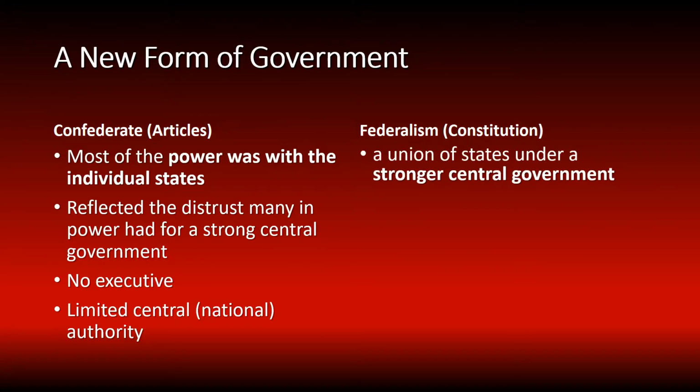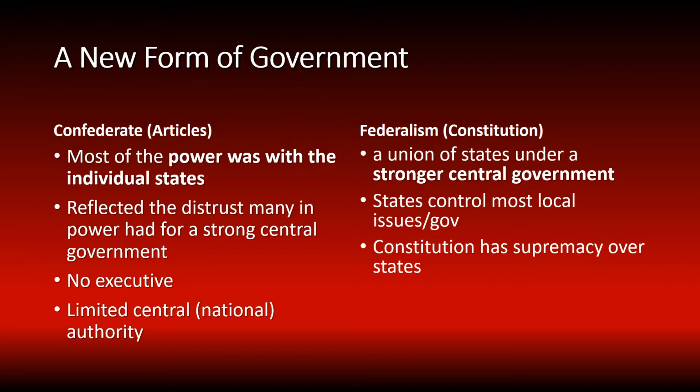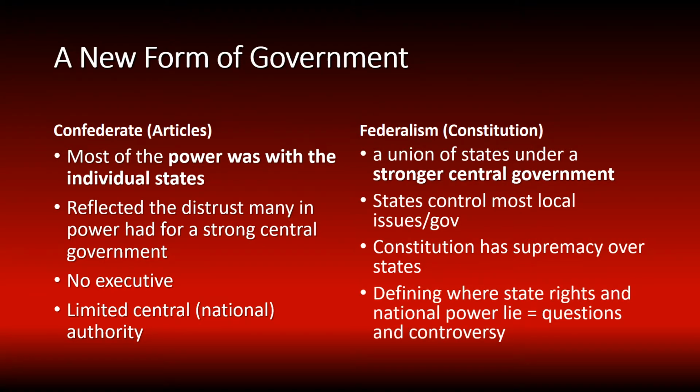Federalism, which the Constitution creates, is a union of states under a stronger central government. States control most of your local issues. There's local government, and each state can do that. We still do that. The Constitution, however, has supremacy over the states, and state laws and decisions cannot counter the federal Constitution. Now, defining where states' rights and national power lie is where we still have questions and controversy today. It's this tricky balance between local and central power that still goes on today.